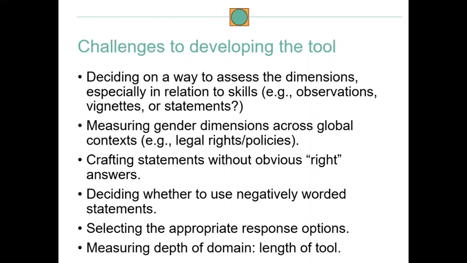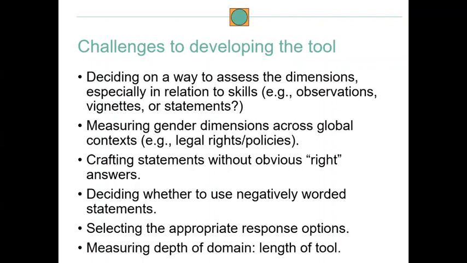Another challenge was crafting statements that didn't have an obvious right answer. And so there's some complexity within each of the gender dimensions. And so we were looking for ways of explaining how gender was a component of the knowledge, attitudes, or skills that we were looking to represent with our questions without the statements being overly complicated. And so you have to strike a balance between being too complex in the concept that you are measuring versus something that is easily interpretable and easy to understand by the person taking your survey.